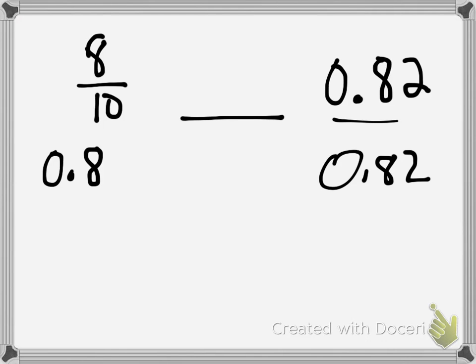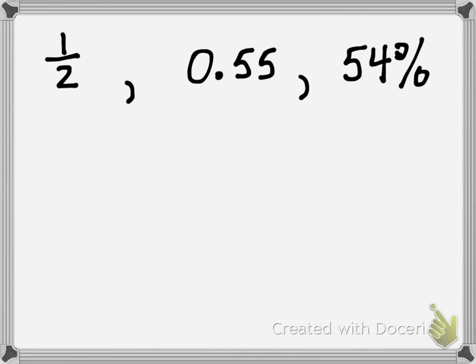Remember I said you are allowed to add a 0 after your last place in order to have 2 different digits here. It sometimes makes it easier to compare. So 82 is of course larger than 80, so I would say that 82/100 is greater than 8/10.